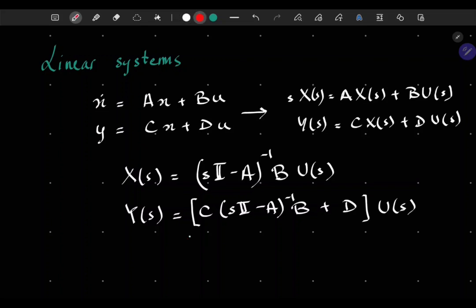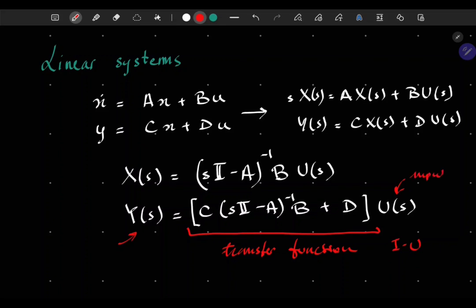And if we actually look at this last expression here, well, we'll see that this is a complex function that links the input u directly to the output y. And we call this the transfer function of the system. And notice that since this links the input to the output, this is an input-output representation of our system. We don't need to know the state to write this down.